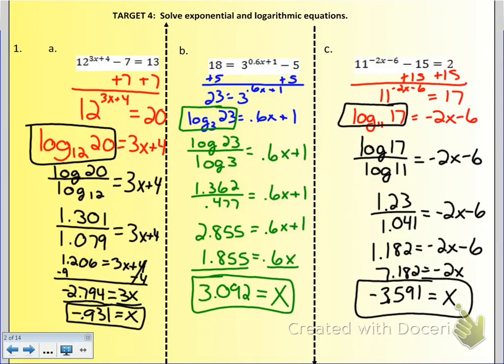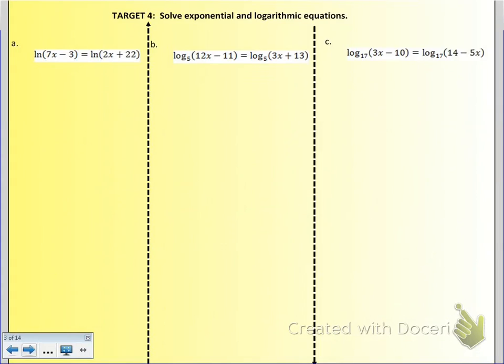And then the third equation here, we add 15 to both sides, so we get 11 to the negative 2x minus 6 equals 17. Put it in logarithmic form once again, so we have log base 11 of 17 equals negative 2x minus 6. Do change of base again, so log of 17 divided by log 11. Do all those calculations in your calculator, 1.182, and set that equal to negative 2x minus 6. Solve that equation, and you end up with negative 3.591.